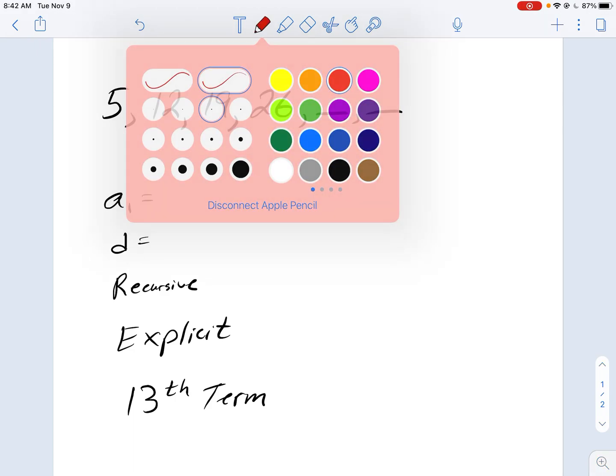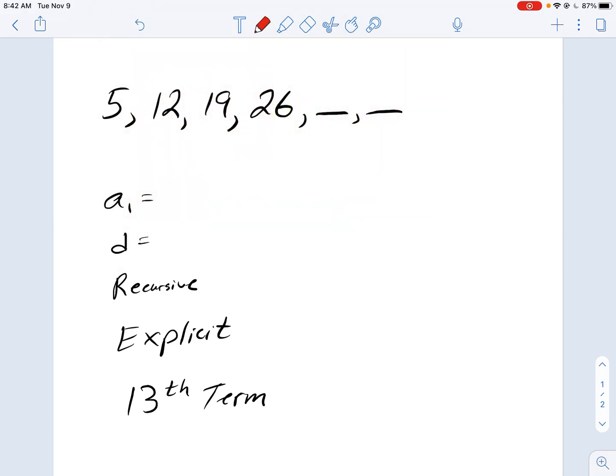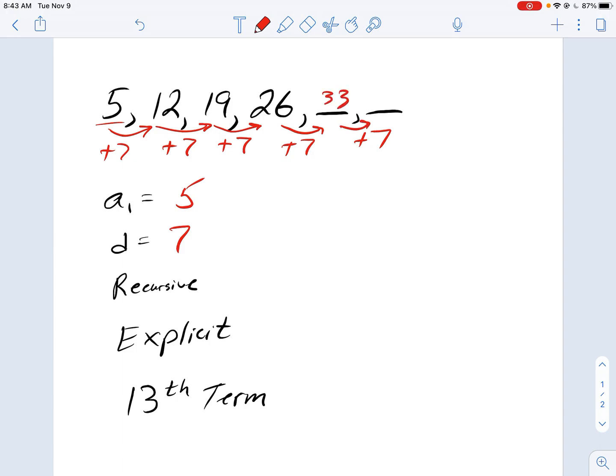So, to solve this one, the first term is just the first term that we see on the line. So we have 5. The common difference is how I go from one number to the next. How do I get from 5 to 12? I add 7. 12 to 19, I add 7. 19 to 26, I add 7. So I should have a 7 for D. The next 2 terms in the sequence, I want to continue the pattern that we see. So if I add 7 to 26, I get 33. And if I add 7 to that, I get 40.